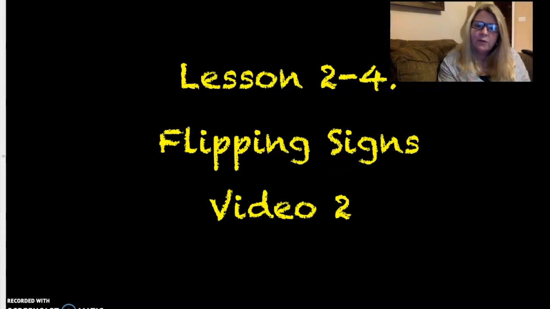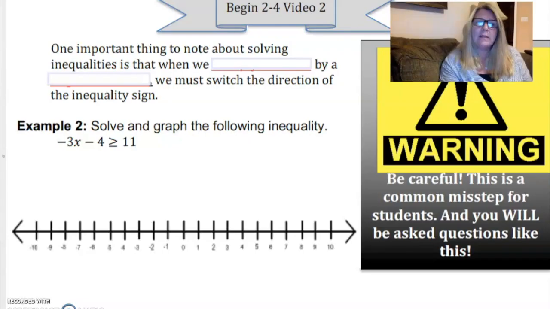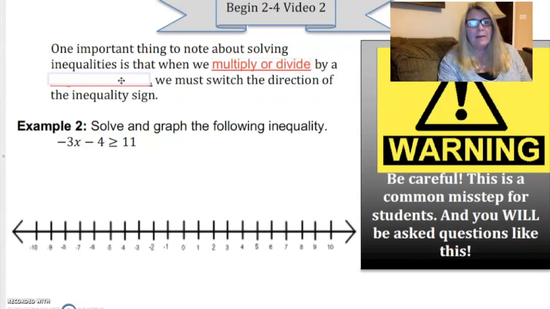Okay, lesson 2.4. This is still solving inequalities. We're looking at video 2. This deals with a special thing that we have to do with inequalities, and that's flipping the signs. There's one important difference between solving equations and inequalities, and that is when you have to multiply or divide by a negative number, we must switch that inequality symbol.